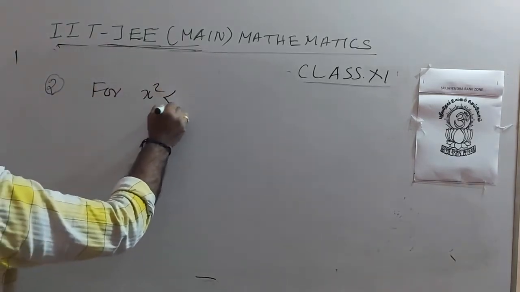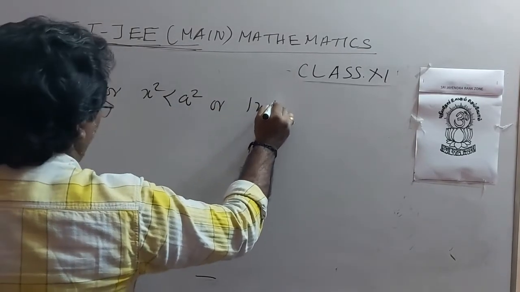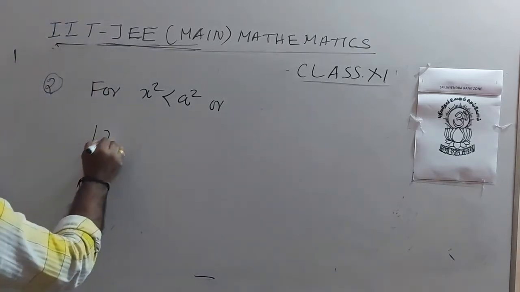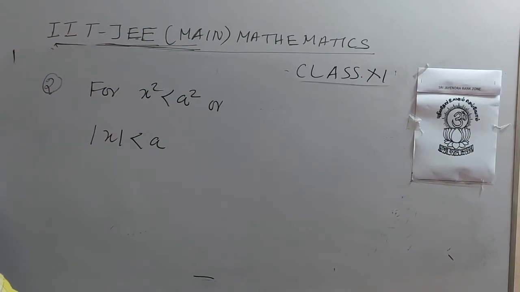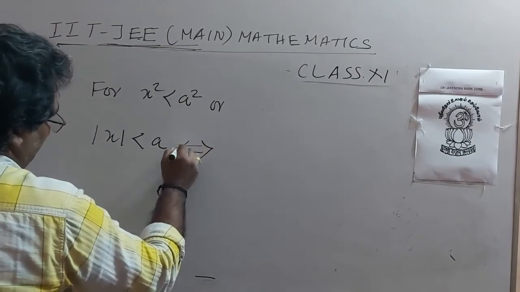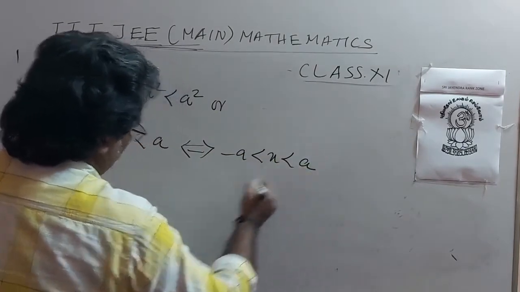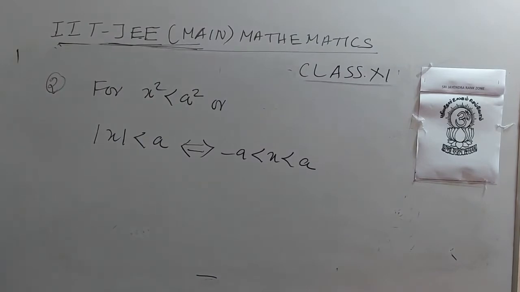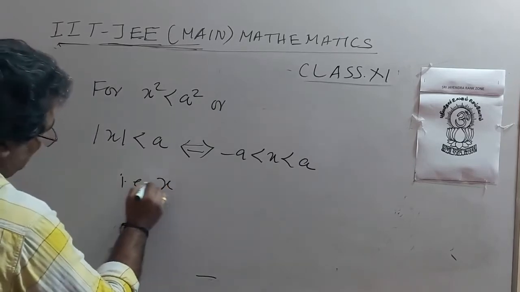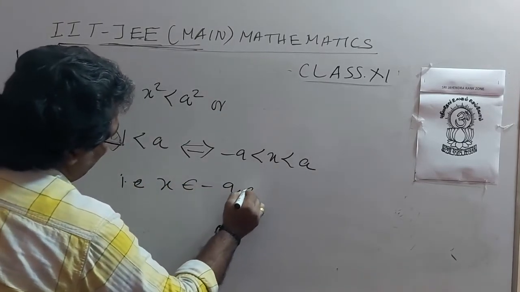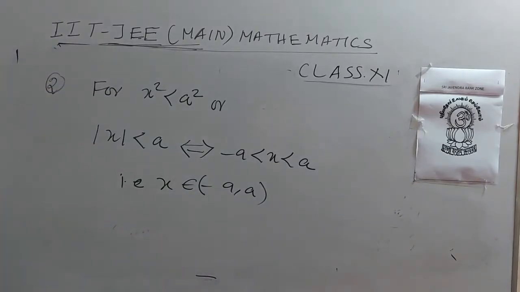For x squared less than a squared, or modulus x less than a, if and only if minus a is less than x less than a, that is, x belongs to the interval minus a to plus a, an open interval, that is, excluding end points.